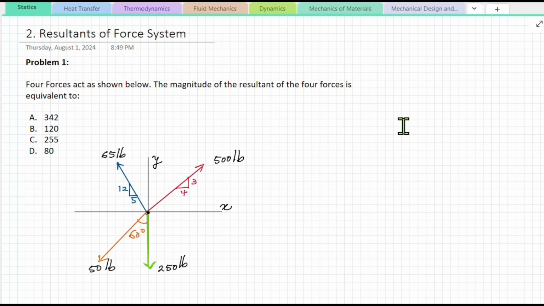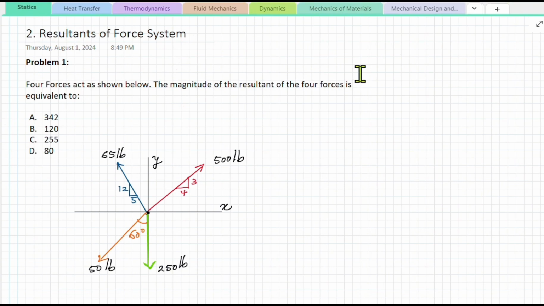In this video, we'll be solving a resultant of force system problem, which is part of the FE exam review series that I've started. So let's get right into it. The problem reads as follows. Four forces act as shown below. The magnitude of the resultant of the four forces is equivalent to option A, 342, option B, 120, option C, 255, and option D, 80.